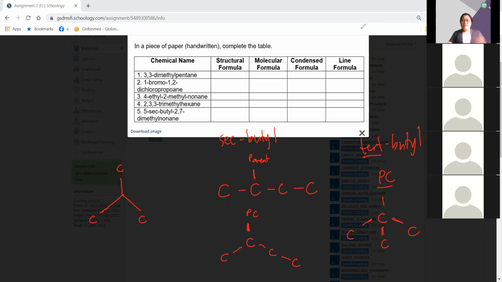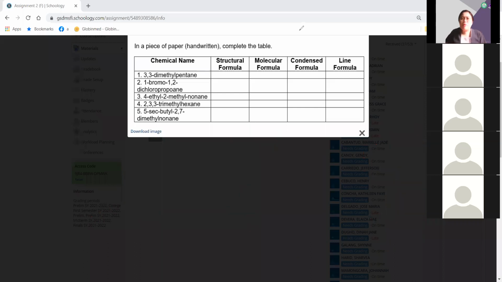Sige, anything else? Wala na. Brain exercise early in the morning. Let's pause 30.